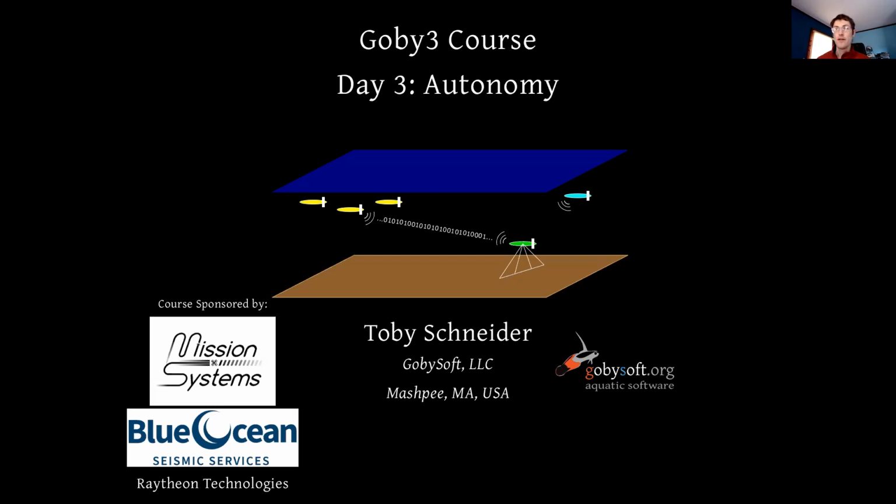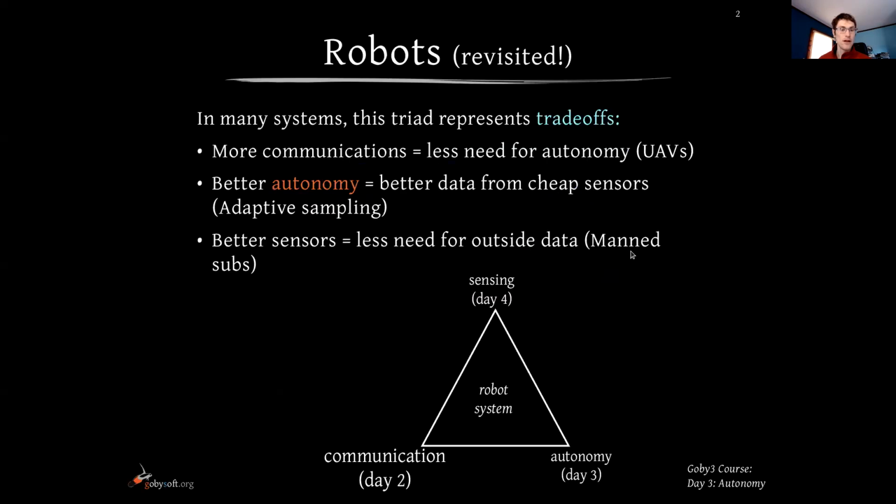So Goby is primarily a communications project in some sense, but really we want to be able to build autonomous systems with it. And so that requires a bit more than just communications, obviously. So today we're going to look at this second point of the triad that I showed on the first day. As you recall, I had this slide where we looked at communications yesterday, autonomy today, and sensing tomorrow.